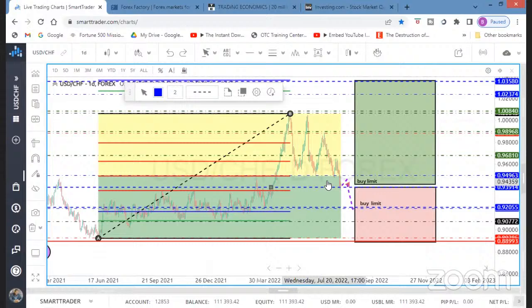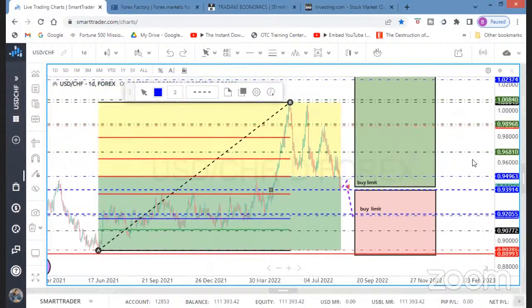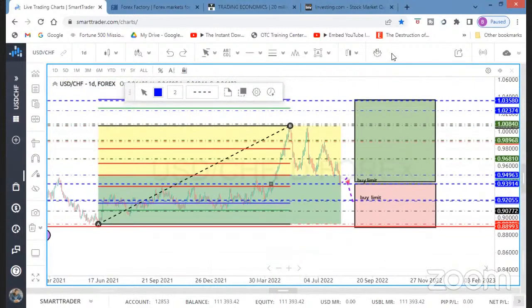But we're not trying to be perfect. Overall, over the long term, we just want to have that direction right. So you just scale into your positions. Okay. So we got that. Any other questions on that?